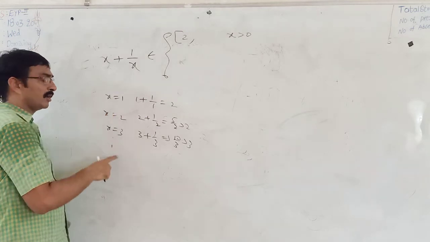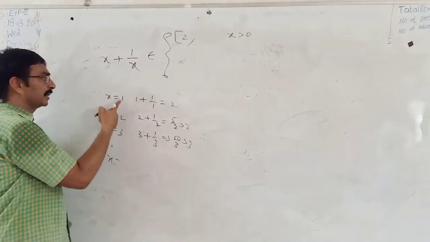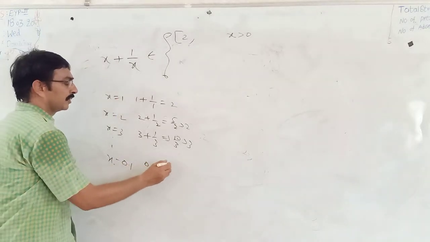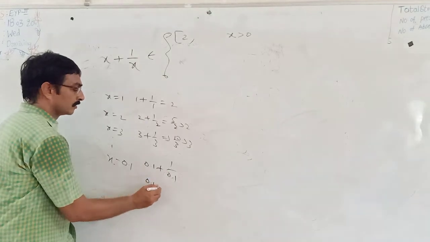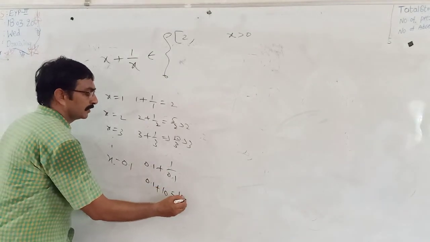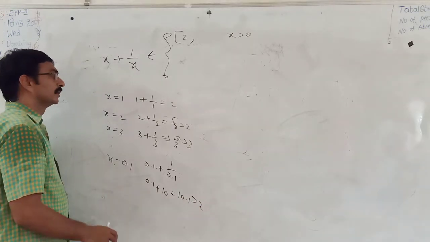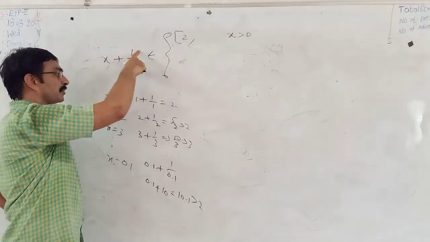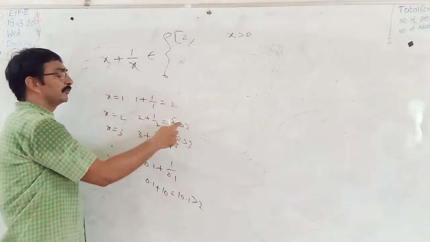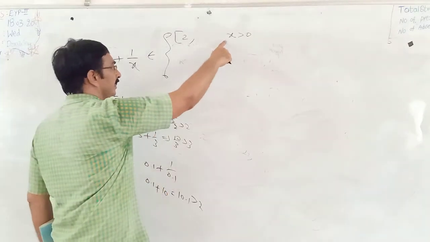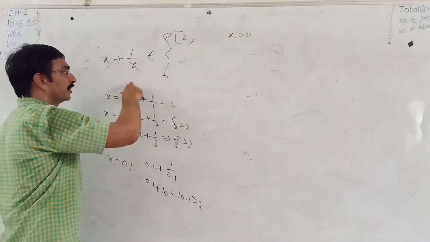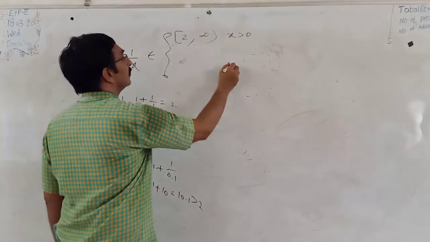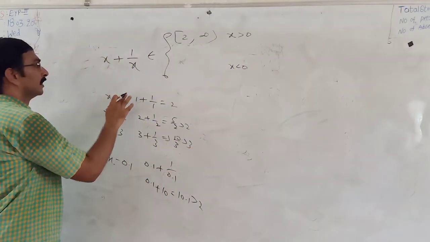For any other value of x, not only greater than 1, take one lying between 0 and 1, suppose x is 0.1. This is 0.1 plus 1 by 0.1. 1 by 0.1 is 10, so 10.1 is also greater than 2. So, if x is positive, the values of x plus 1 by x start from 2, then 3, 4, 5, 6 and so on. Therefore, if x is greater than 0, the range of x plus 1 by x is 2 to infinity.